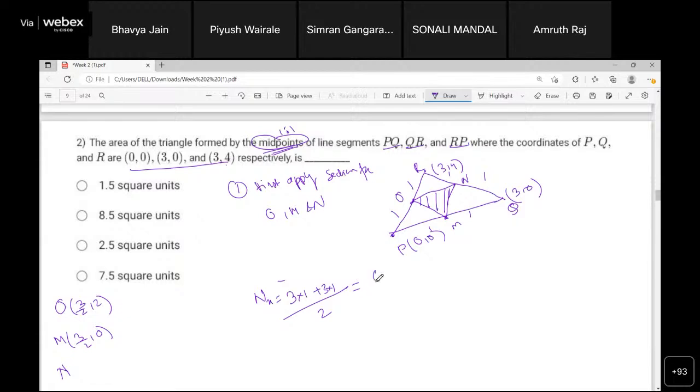That is 6, 2, that is 3. And then my N y will be 4 into 1 plus 0 upon 2. So that is 2. That is 3. So 3 comma 2, right?